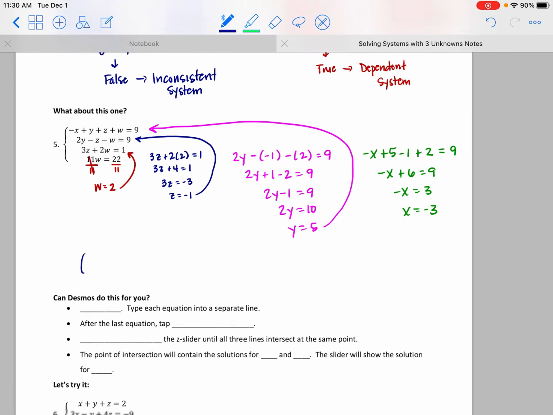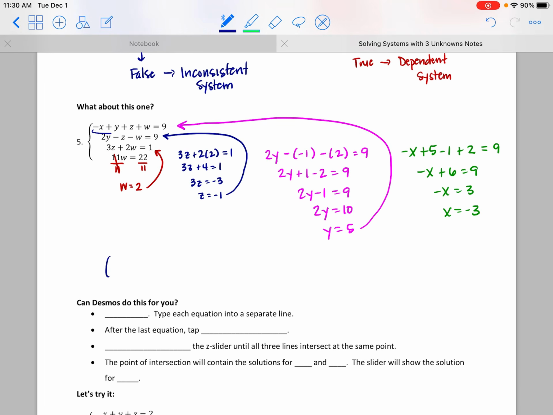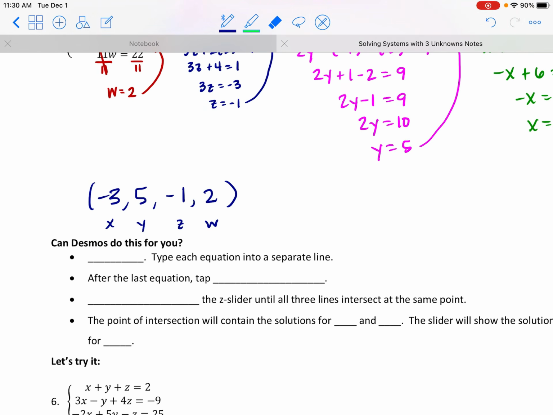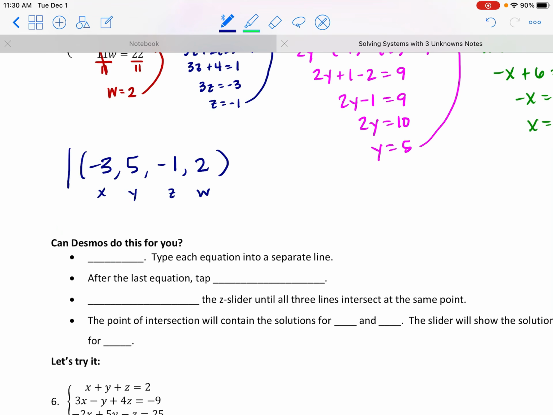So our solution is w, x, y, z. Nope, we're going to go in order of our equation, remember? So we want the x to be first, that's negative 3. And then the y, then the z, then the w. So y was 5, z was negative 1, w was 2. X, y, z, w, just like in the equations. Okay? So let me move this up a little bit. This is our solution for this system.